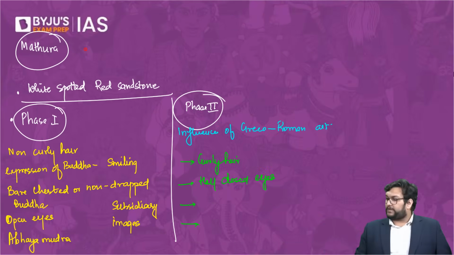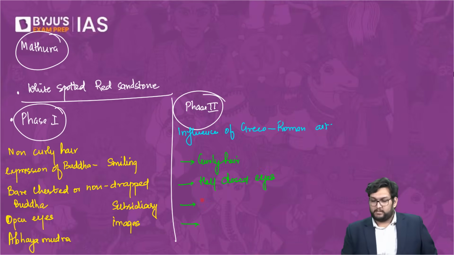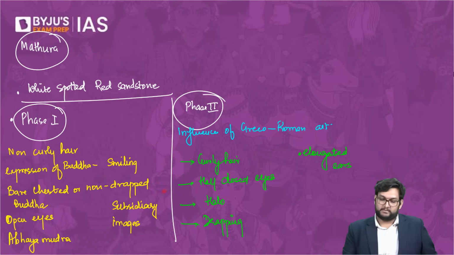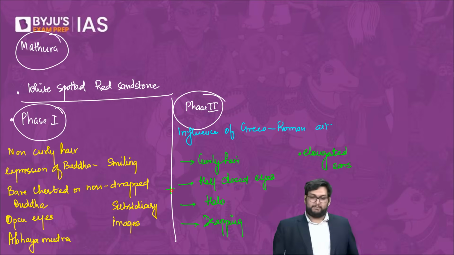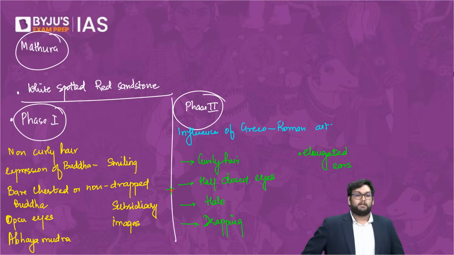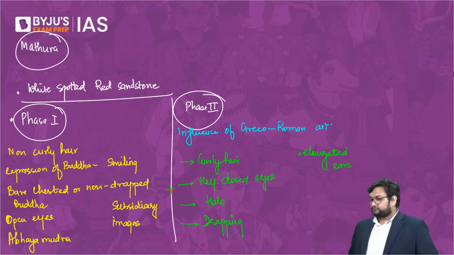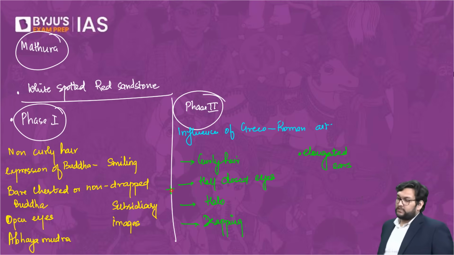Is this phase 2 part of Mathura only? Yes. Curly hair, half-closed eyes, halo, and draping, along with elongated ears. These elements are now added in the second phase. Abhay Mudra is first phase. Are you clear how Mathura sees a first phase and a second phase? Fully indigenous.